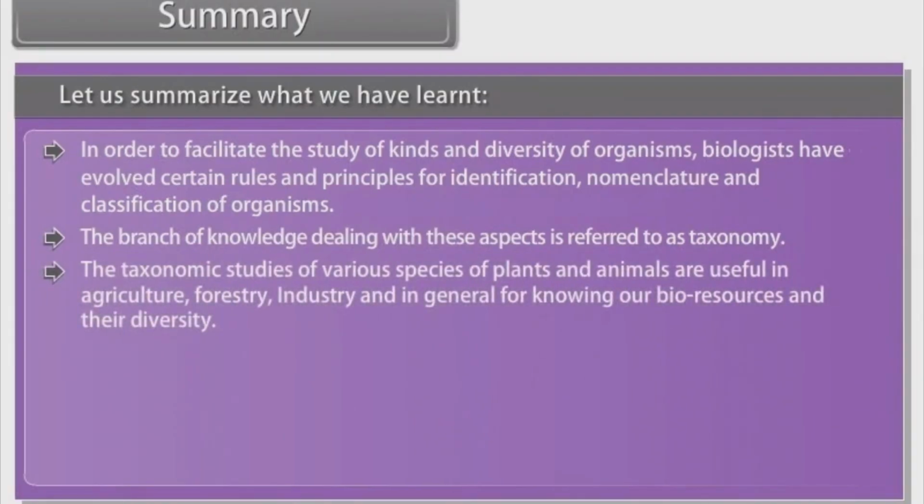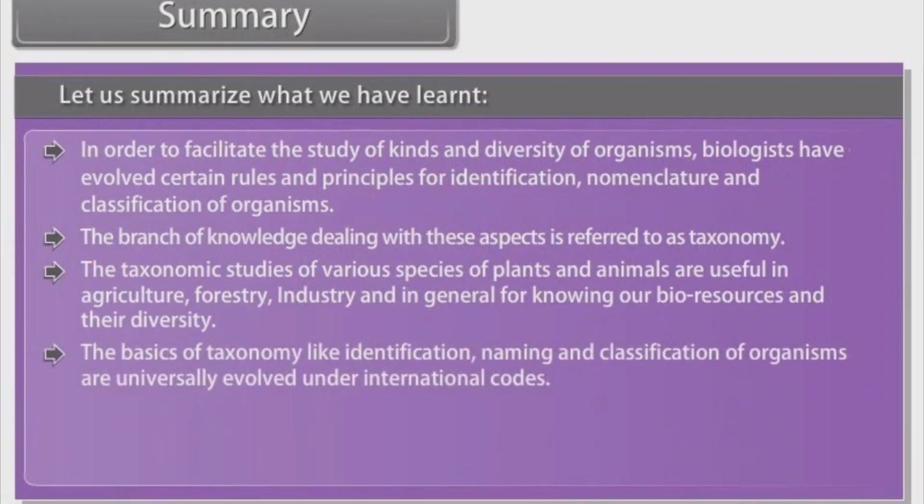The taxonomic studies of various species of plants and animals are useful in agriculture, forestry, industry, and in general for knowing our bioresources and their diversity. The basics of taxonomy, like identification, naming, and classification of organisms, are universally evolved under international codes.